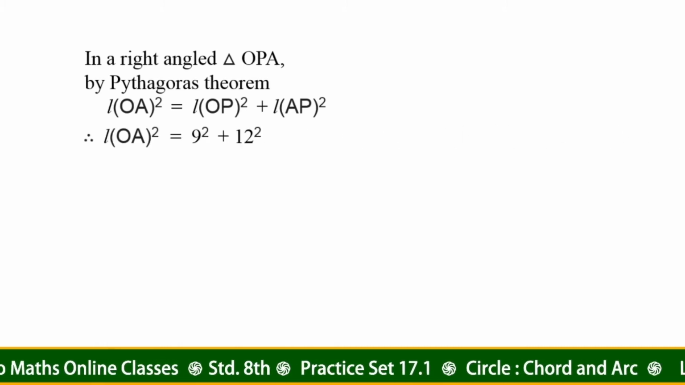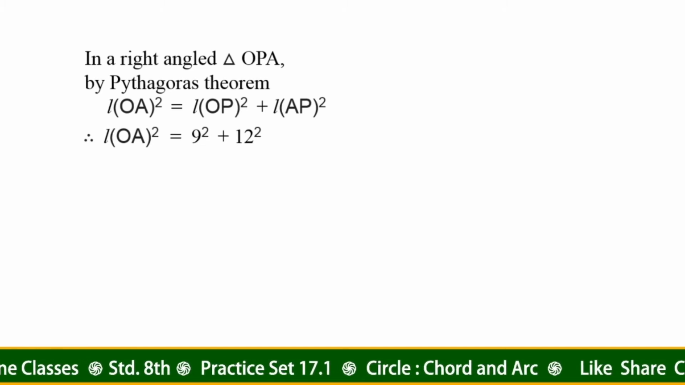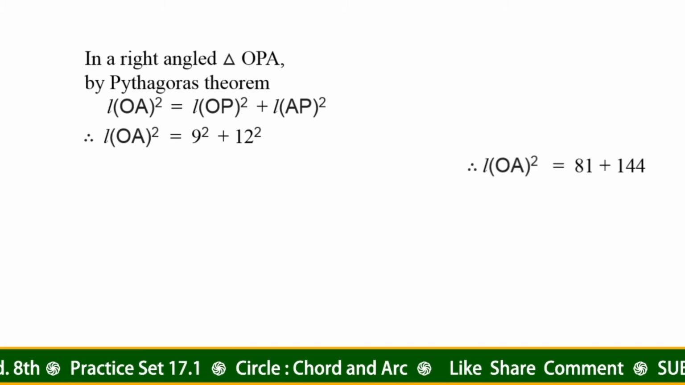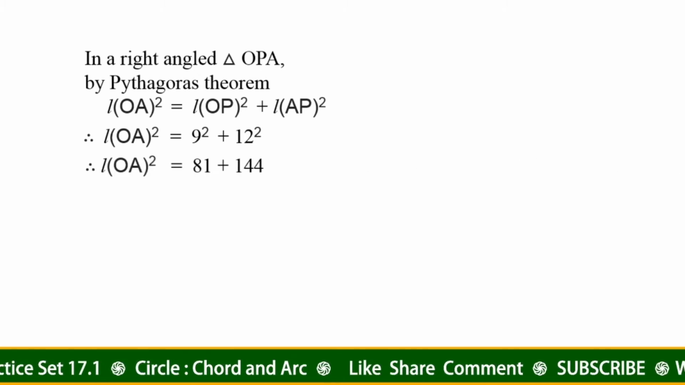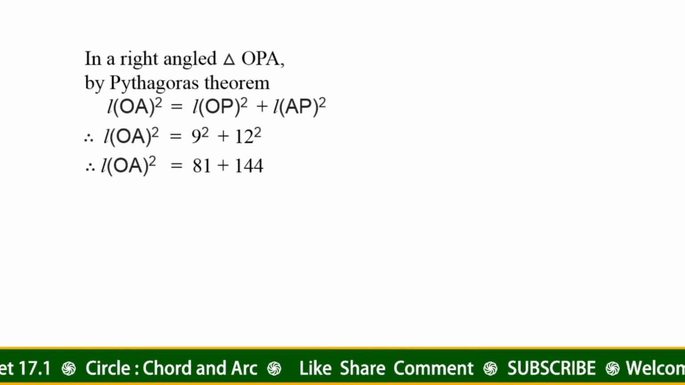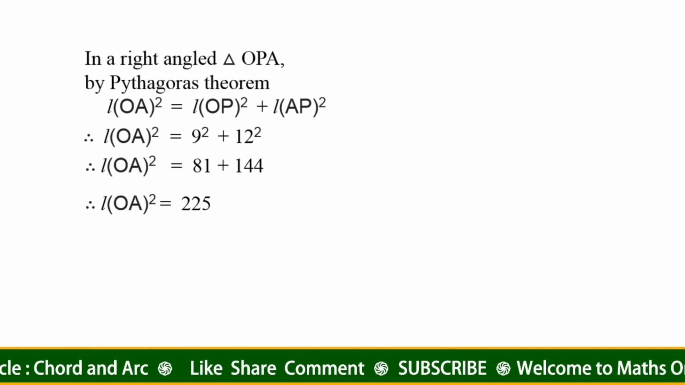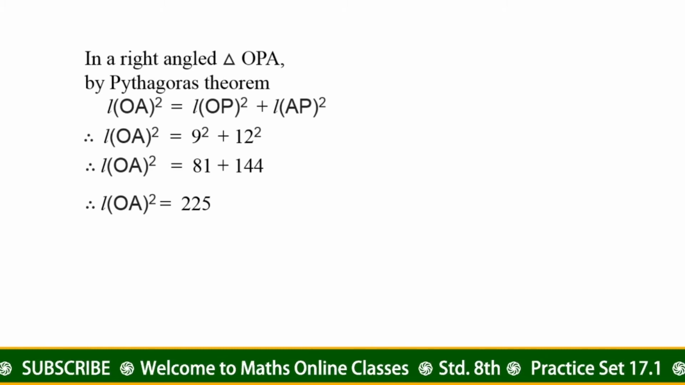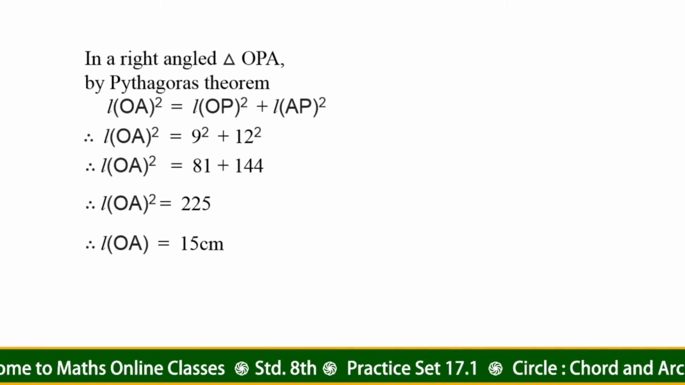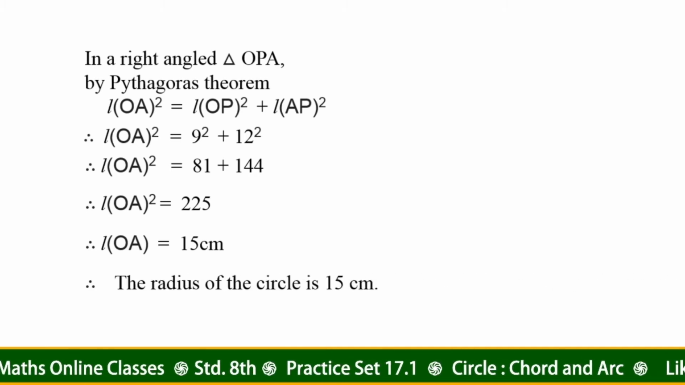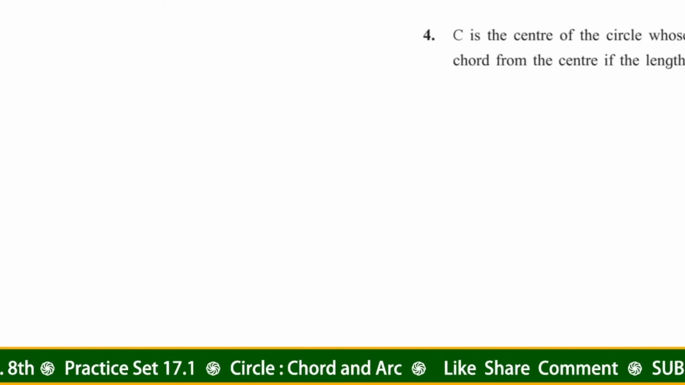Put the values. Therefore, length of OA square is equal to 9 square plus 12 square. Write the squares of these numbers. Therefore, length of OA square is equal to 81 plus 144. Addition of these two numbers comes to 225. Let us find the square root of 225. Therefore, length of OA is equal to 15 centimeter. Therefore, the radius of the circle is 15 centimeter.